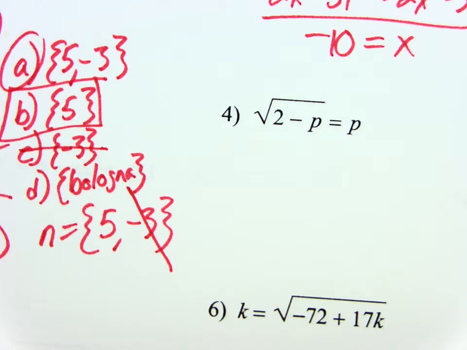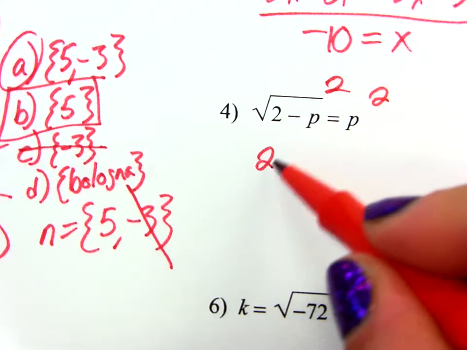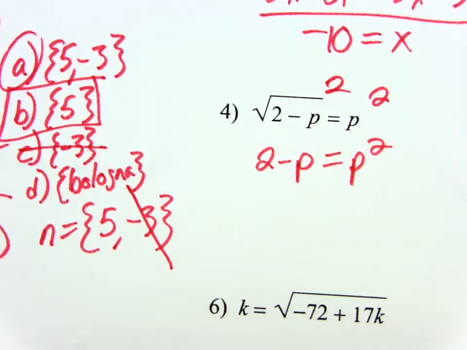Well, as people are finishing up, let's just look at step 1. Is the square root by itself? It is by itself on the left-hand side of the equation, so at least that step's done. I don't have to move anything around. So step 2 now, I'm going to square both sides. So now I've got 2 minus p equals p squared.